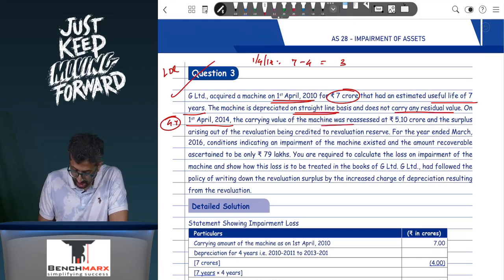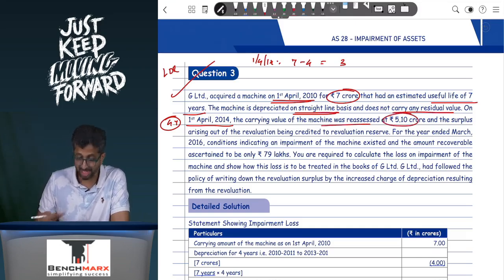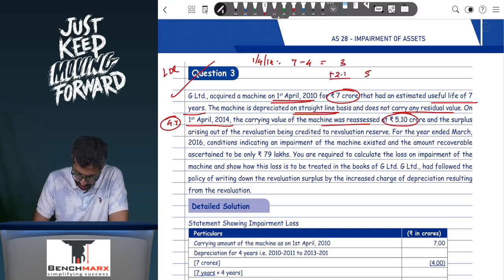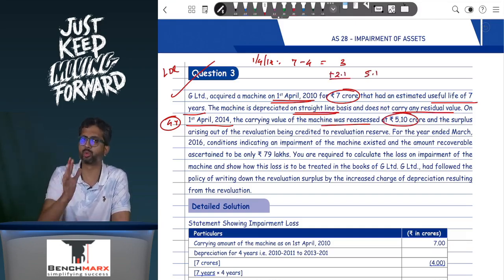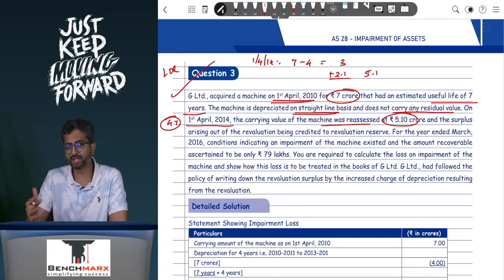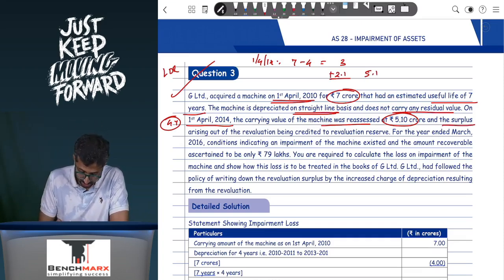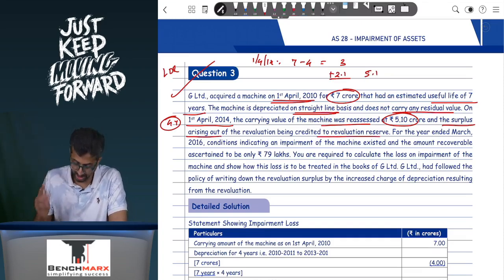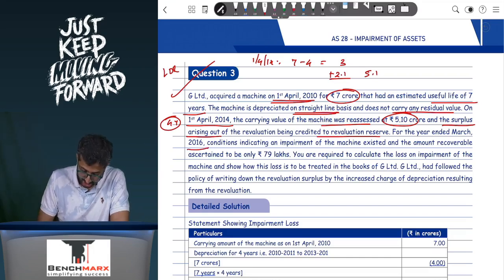The carrying value of the machine was reassessed to 5.1 crores. That means there is an upward revaluation. So 3 plus 2.1, that will come to 5.1. So there is an upward revaluation where 2.1 will go to the revaluation reserve. Your ledger balance will be 5.1. And the surplus arising out of revaluation is credited to the revaluation reserve. Even if not given, we would have taken that. Upward revaluation, AS 10. For the year ended March 16, that is another 2 years later, there will be a further depreciation.